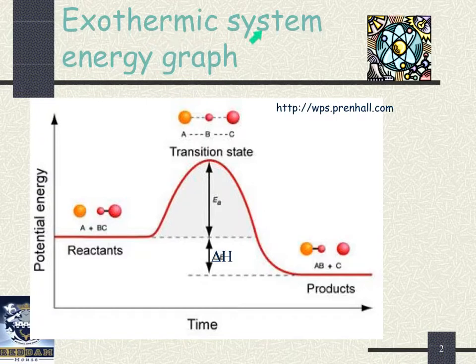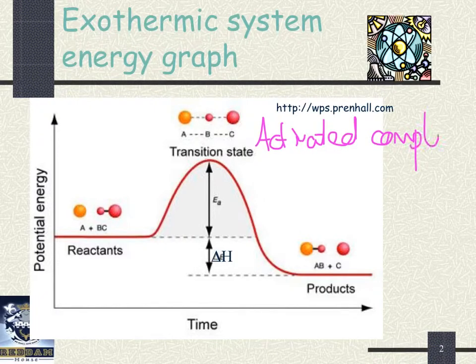Here's an exothermic graph. So we're looking at an exothermic reaction. I start with reactants, A and BC. Another name for the transition state is the activated complex. Just the same word, a different word for the same thing. And at the end of it, I have got products. Reaction starts with reactants, ends with products.